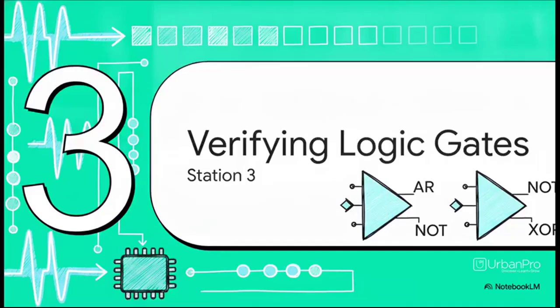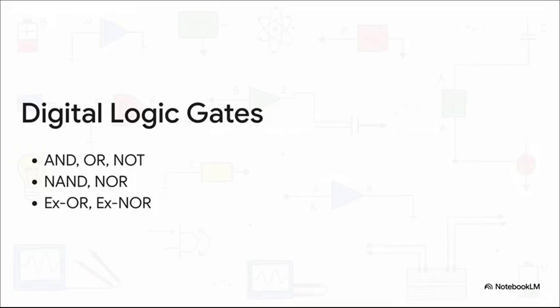Let's step into our third and final lab station, verifying logic gates. We're totally leaving the analog world of fluctuating voltages behind and jumping straight into the crisp, zero-tolerance digital realm of binary logic. These gates are the literal building blocks of every digital system. They process binary inputs, just ones and zeros, highs and lows, and spit out a single binary output based on a hard set of rules.